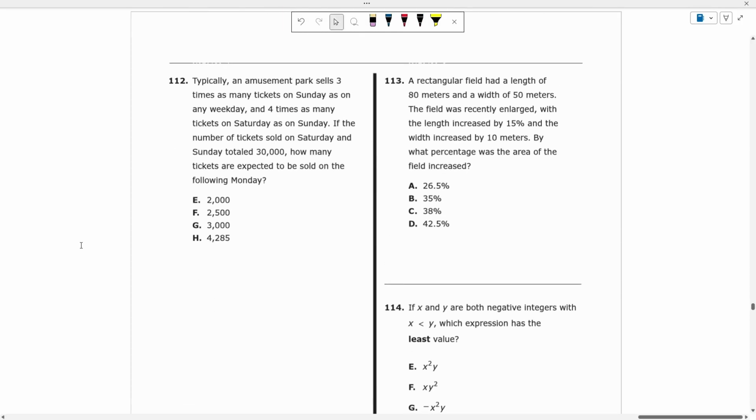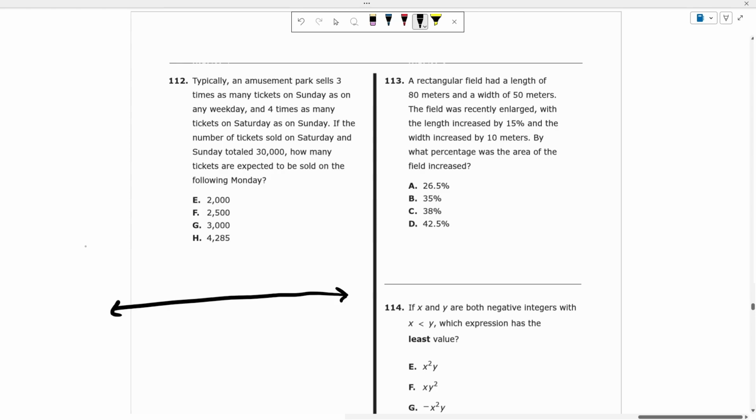Moving on to number 112, it says that typically an amusement park sells 3 times as many tickets on Sunday as on any weekday, and 4 times as many tickets on Saturday as on Sunday. If the number of tickets sold on Saturday and Sunday total 30,000, how many tickets are expected to be sold the following Monday? So let's look at this.